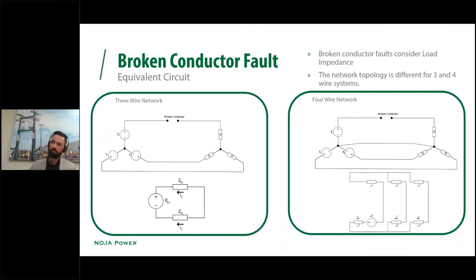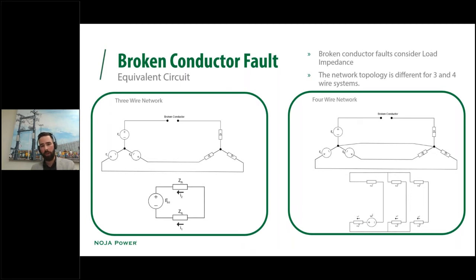So it does vary quite a lot depending on your network earthing philosophy. On a three-wire network, where I've got on the left-hand side an example where it is ungrounded, if you have a broken conductor on one of those phases, it winds up being that your I2 is actually equal to your I1, which is quite interesting.